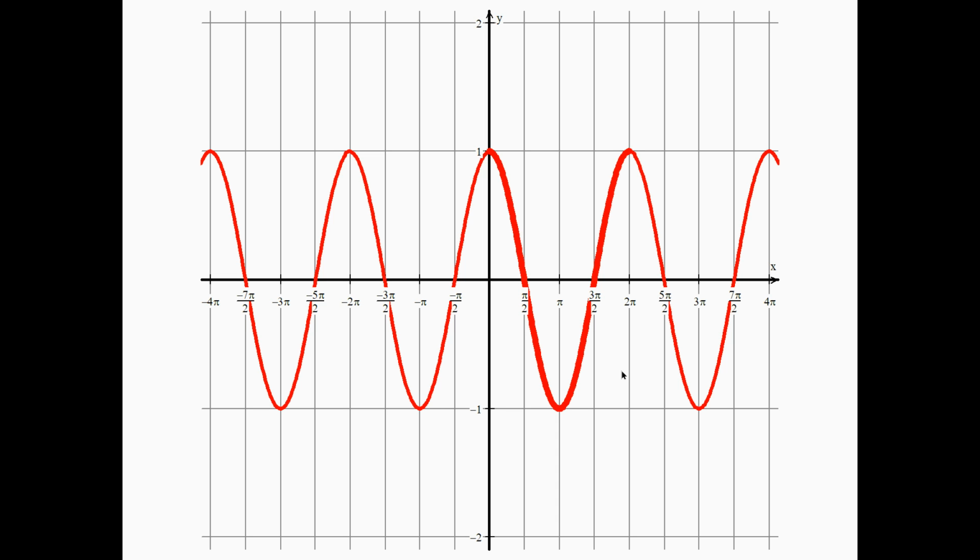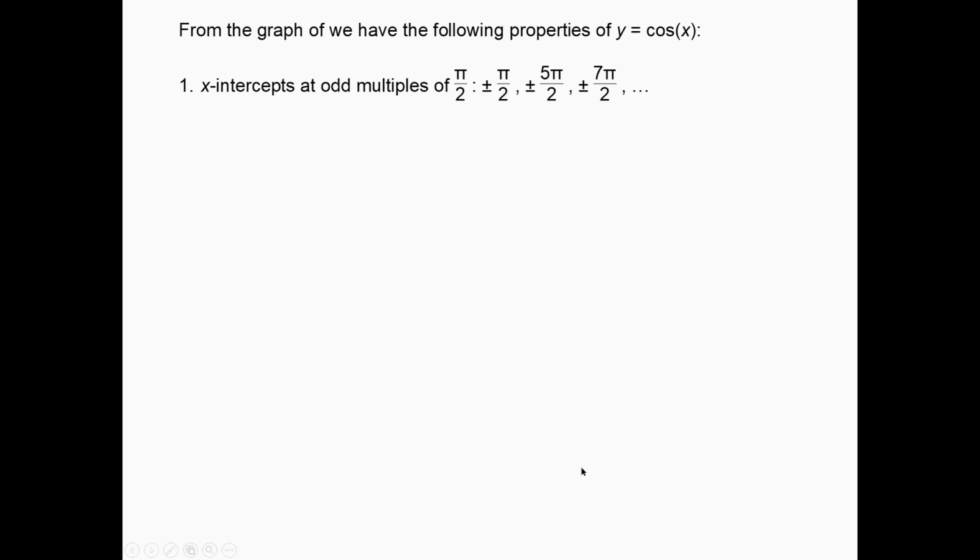Okay, some observations on this. You notice I have my peaks at 0, 2 pi, 4 pi, negative 2 pi, negative 4 pi, the even multiples of pi. I have my x-intercepts at the odd multiples of pi over 2. I have my valleys at pi, 3 pi, negative 3 pi, the odd multiples of pi. So x-intercepts, odd multiples of pi over 2.